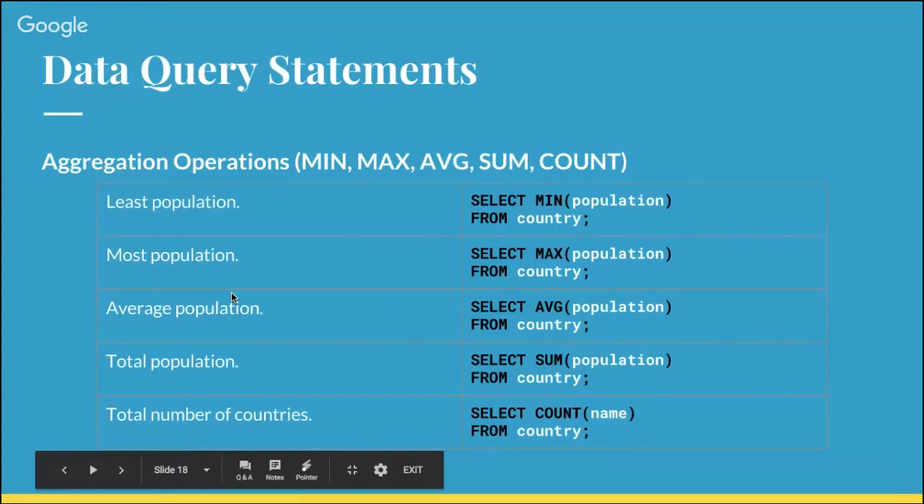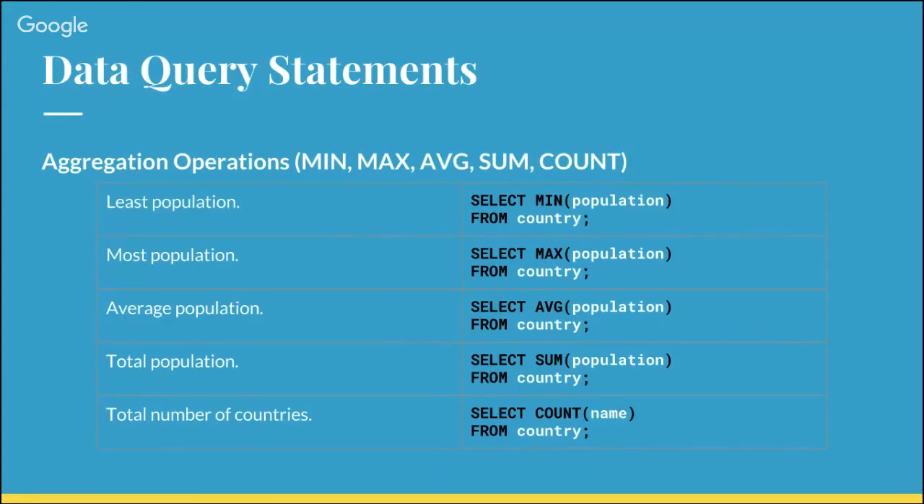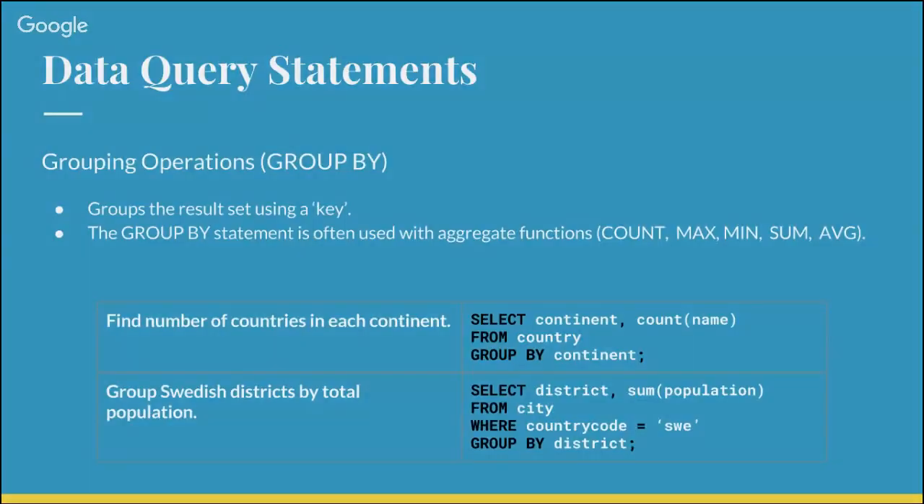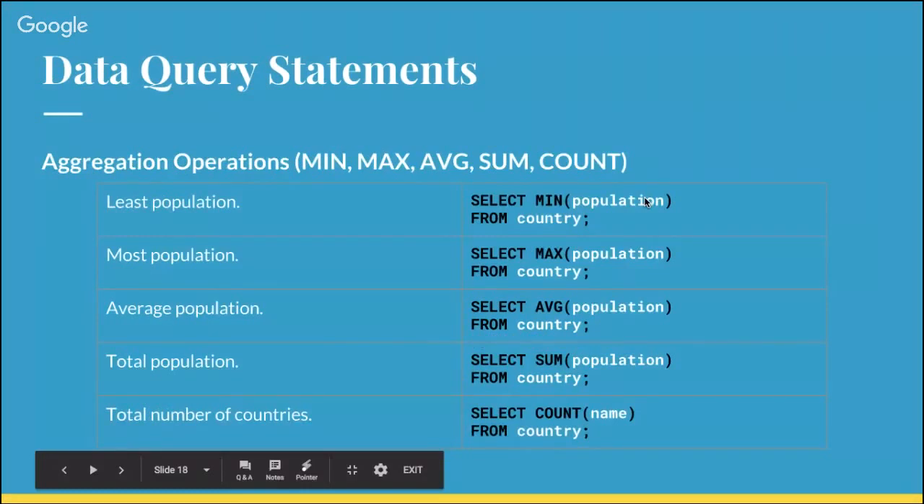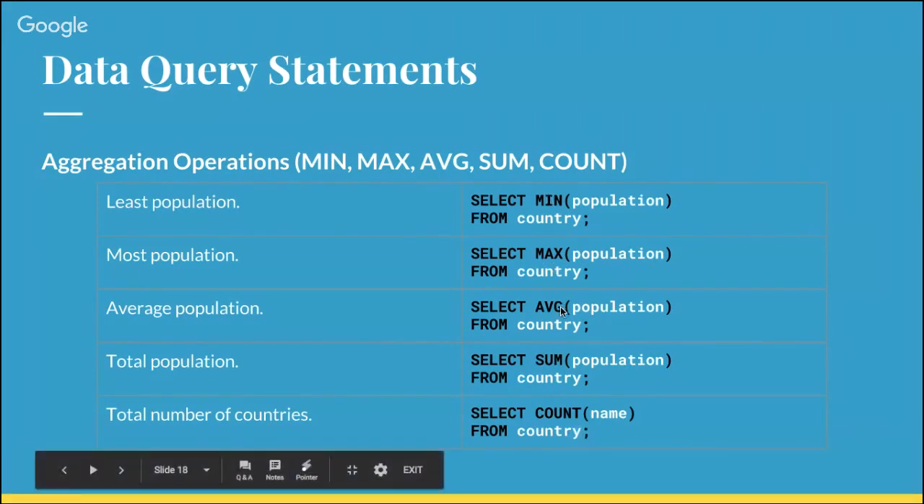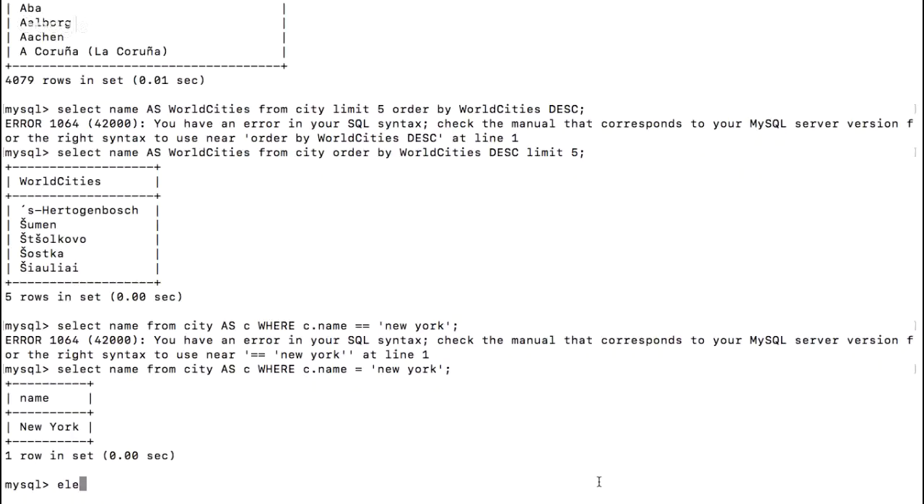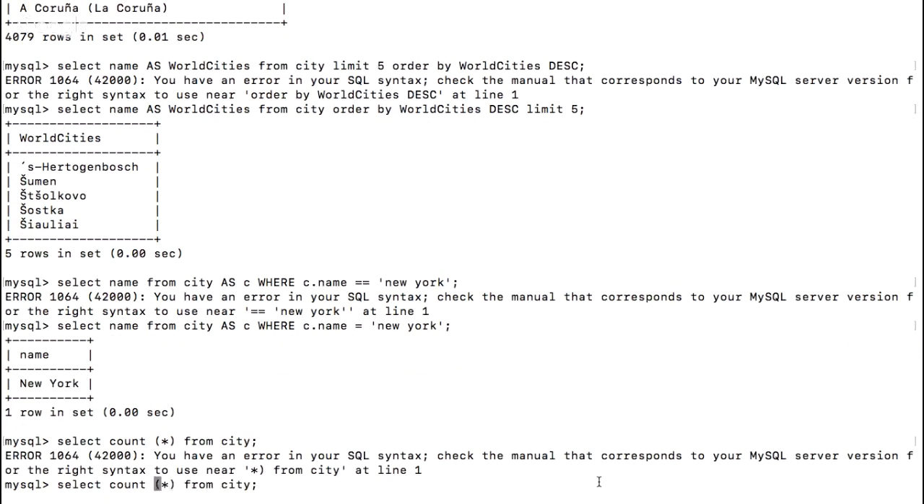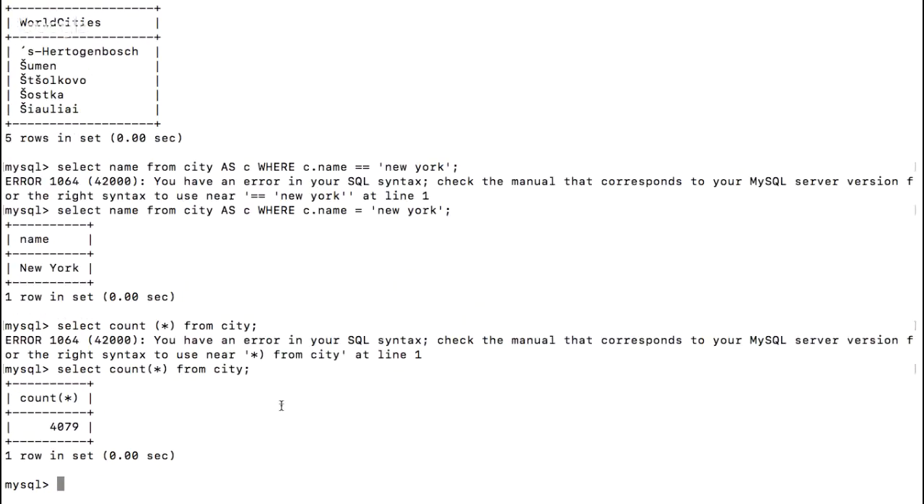Okay, aggregation operators. So aggregation is usually combined with grouping. So let me quickly run through this. Let's say you have a series of data, and you want to aggregate the data, either find out the min value, max value, average population, or the count. One of the most common things is you want to see how many rows there are. You would do select count, the count of number of rows, from city. That shows you there are 4,079 cities, 4,079 records in that table.